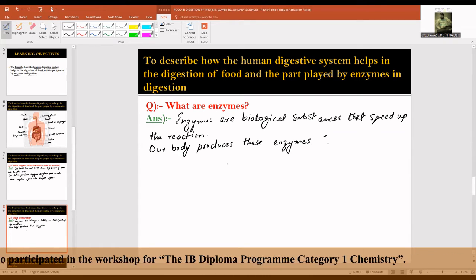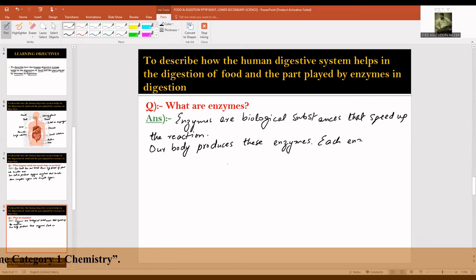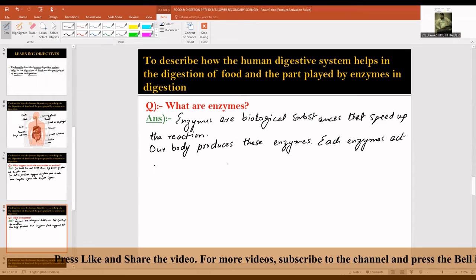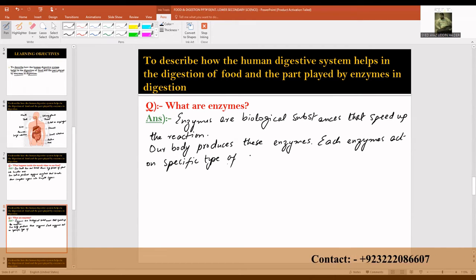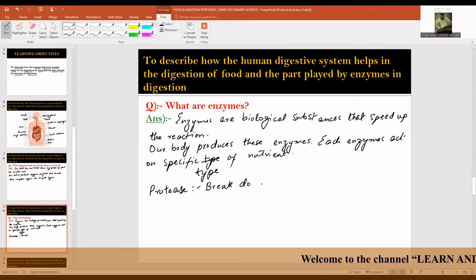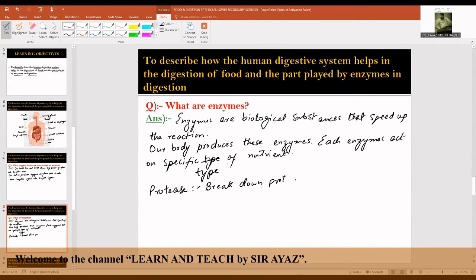Each enzyme acts on a specific type of nutrient. For instance, protease breaks down proteins into simple units of amino acids.